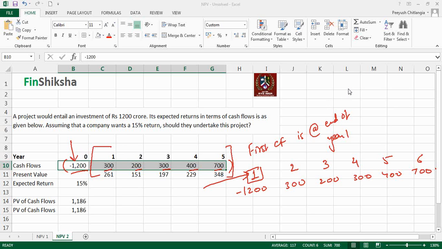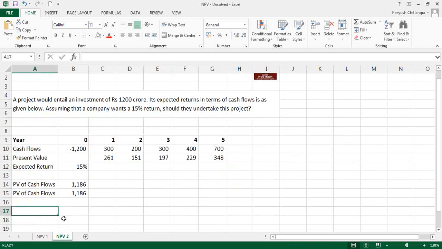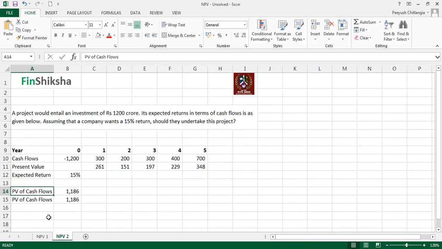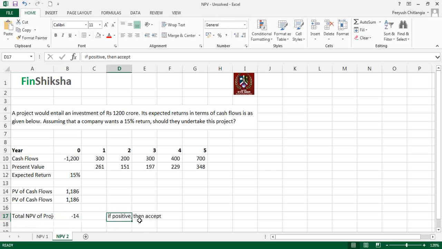Now, the total NPV of the project, which you can find out here. Let's write down: total NPV of project is equal to minus 1200 plus 1186. If positive, then accept. Now, let's look at various conditions here.